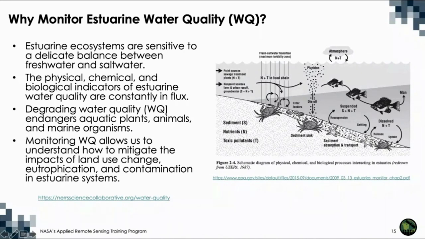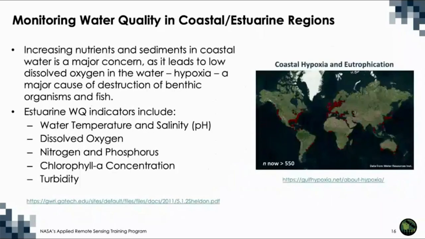Monitoring water quality allows us to understand how to mitigate the impact of land use change, eutrophication, and contamination in estuarine systems. The schematic shown on the right-hand side shows physical, chemical, and biological processes interacting in estuaries. As you can see, sediments, nutrients, and toxic pollutants wash into the coastal and estuarine regions from land, either by runoff or through rivers and other streams, and they affect ecosystems in the estuaries.